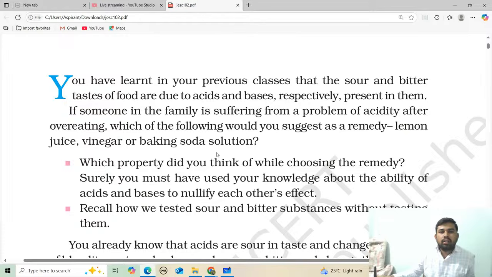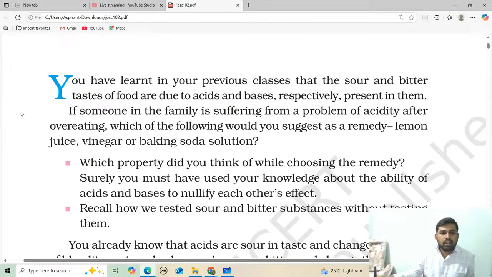You have learned in your previous classes that sour and bitter taste of food are due to the acids and bases respectively present in them. If someone in a family is suffering from the problem of acidity after overeating, which of the following would you suggest as a remedy? Lemon juice, vinegar, baking soda.